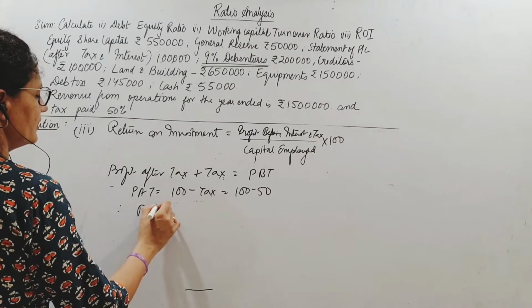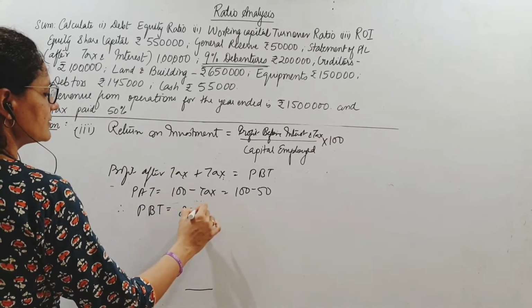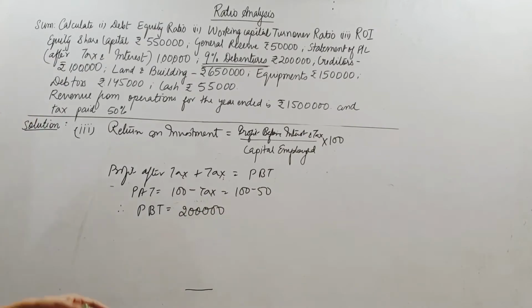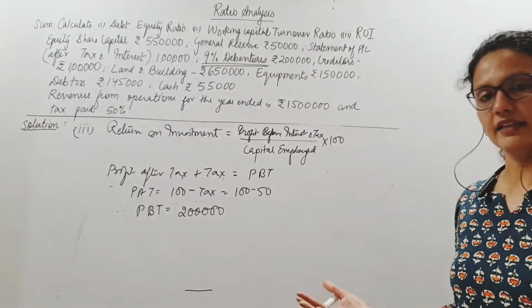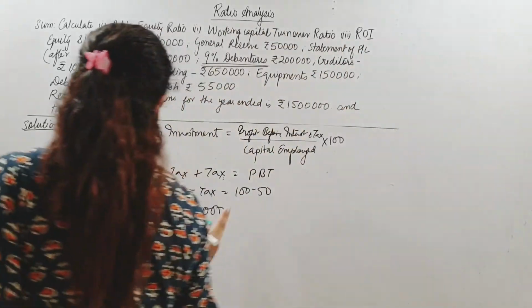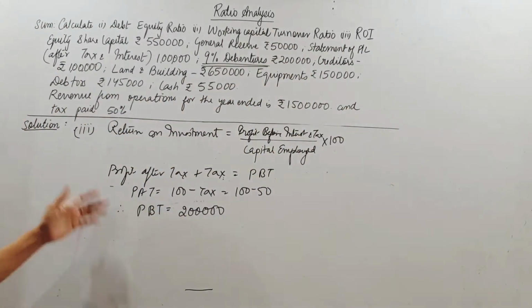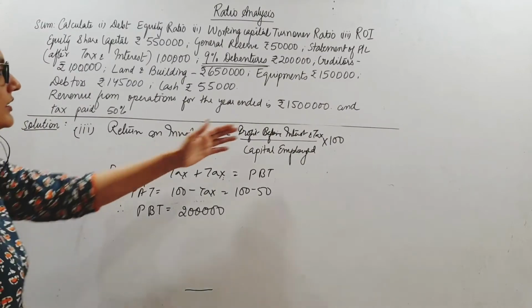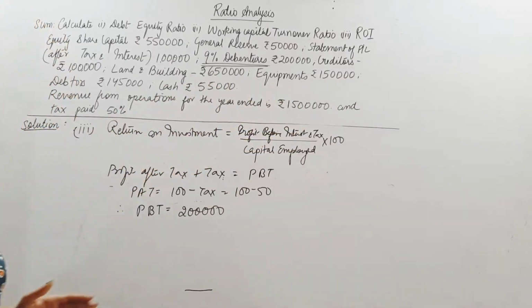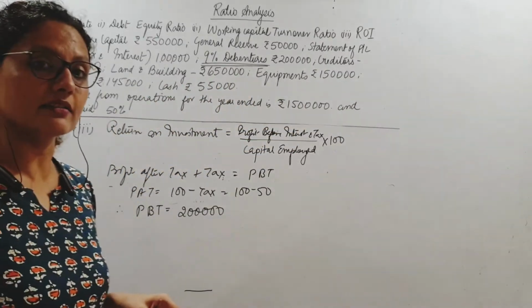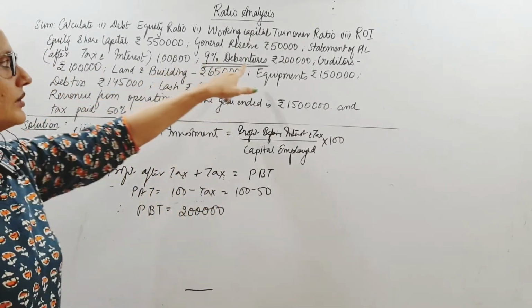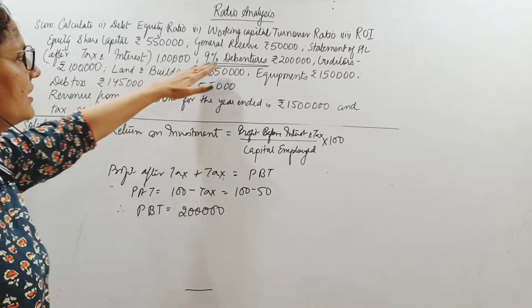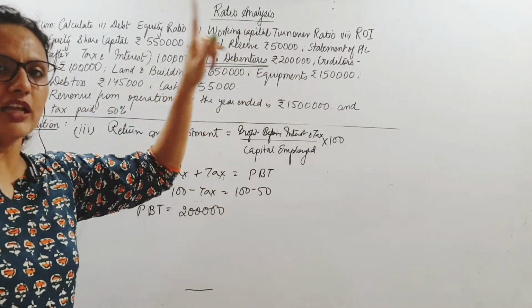Therefore, profit before tax is how much? 2 lakhs. 1 lakh you must have paid as tax, after that 1 lakh remained. 50-50. So this is your profit before tax, 2 lakhs. Fine. But then we need to add back interest also. Which interest? Interest on long-term borrowings. We just have one long-term borrowing here, is it? 9% debenture. So 9% of 2 lakhs we would have paid as interest.